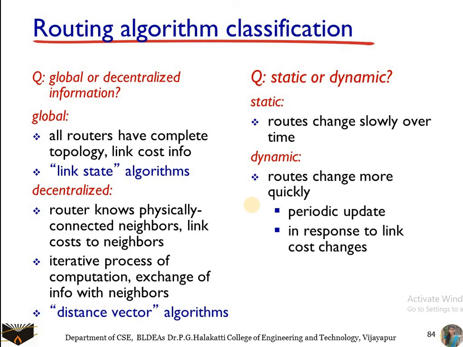Next, a classification is about static or dynamic. In a static algorithm, routes change very slowly over time, often as a result of human intervention. Whereas in the dynamic case, routes change more quickly, because of periodic updates and in response to link cost changes. If you change the cost of the link, then the forwarding table gets updated, and the table finds the next shortest path from source to destination, so you can change the route quickly. Whereas in the static case, it will change very slowly over time.